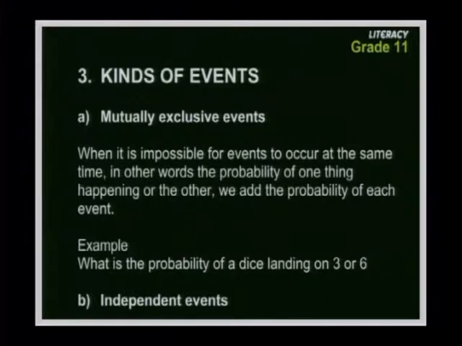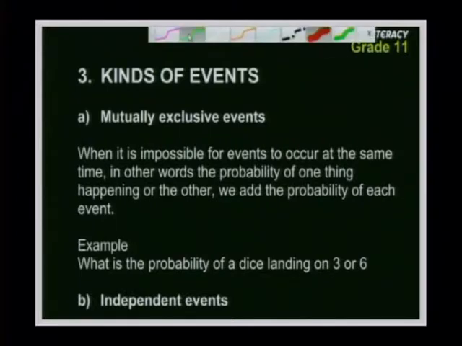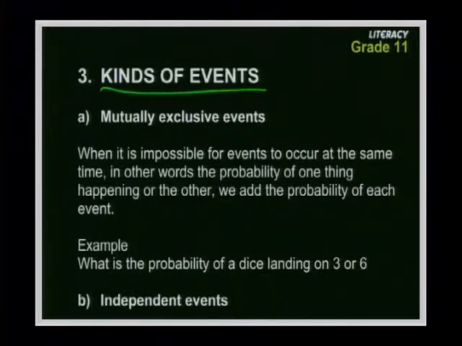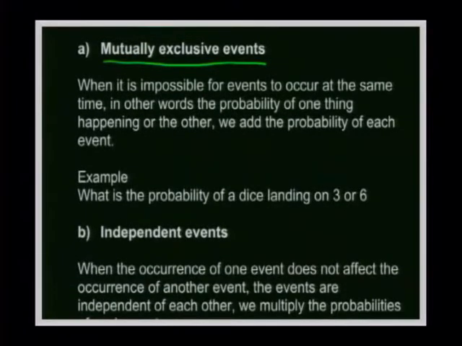Now we're discussing the kind of events that occur. So we've got 2 different kinds of events that we discuss in Maths Lit. The first one is mutually exclusive events, when it's not possible for the events to occur at the same time. In other words, either one can occur. For example, the dice landing on a 3 or a 6. So what's the probability of a dice landing on a 3 or a 6?